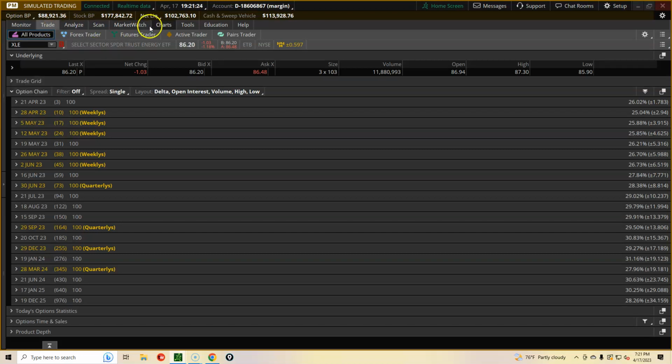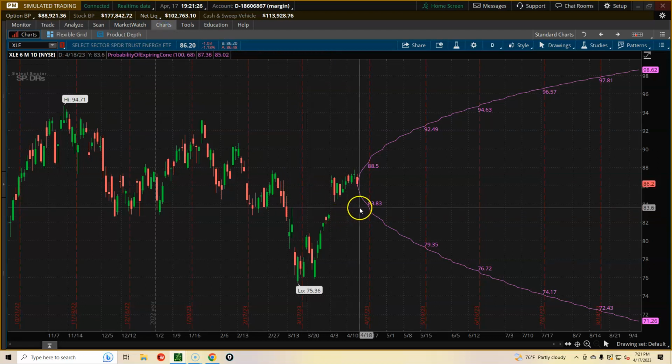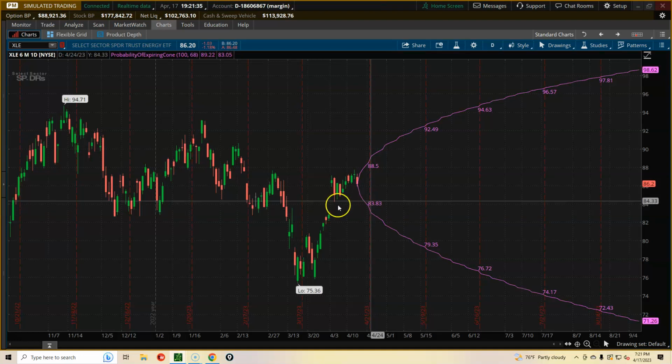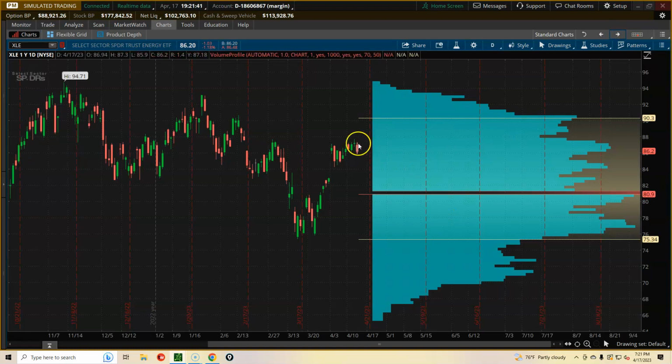April 21st. All right, so April 21st, there we are at the 82. I think that's what I said, 82. Outside of the cone of probability. It's just the standard deviation, right? It just gives you a little extra input, but it's not a guarantee.